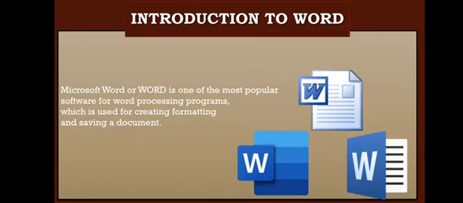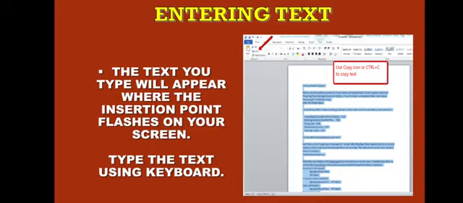Microsoft Word, or Word, is one of the most popular word processing programs, which is used for creating, formatting and saving a document. Let's see how to enter text in it. After opening MS Word, the text you type will appear where the insertion point flashes on your screen. Type the text using the keyboard. The text will be entered in your document.